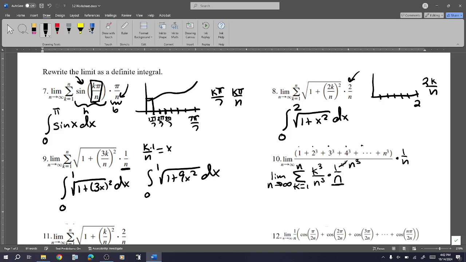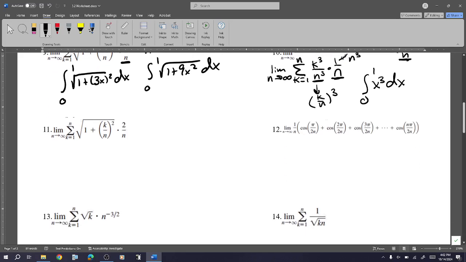Well, this is the base, and this is the function for the height, which ends up being this piece I can rewrite. I'm not going to rewrite the whole thing. I can write it as k over n to the third. So we're integrating from 0 to 1 because we're cutting 1 up into n pieces. And, well, that's just going to be x to the third dx. Let's look at this one.